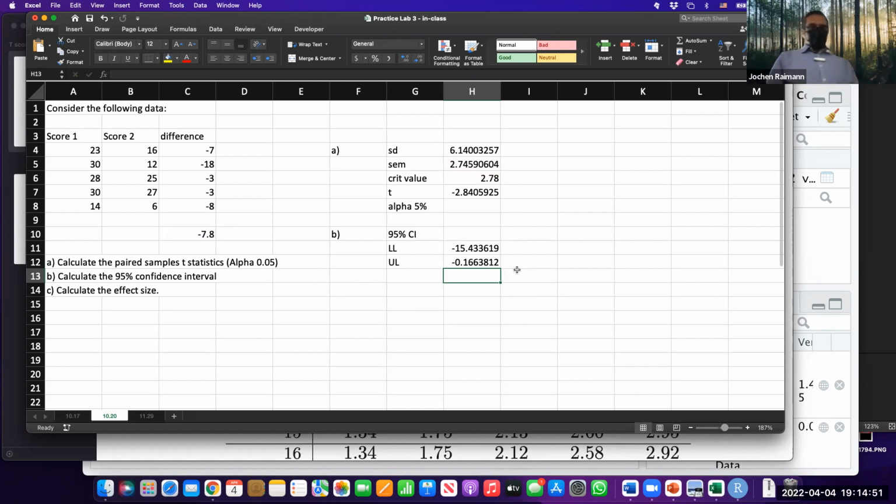So we have now an effect size to calculate, which is C, which is now the difference divided by the standard deviation, which is an effect size of minus 1.3, which we know is greater than 0.8. Thus it is a large effect size.